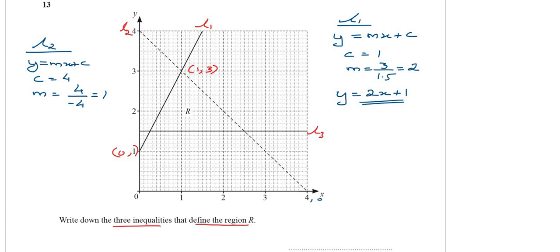This becomes (4, 0), which is x1, y1, and here it becomes (0, 4). You can use these two coordinates to find the gradient: y2 minus y1 over x2 minus x1. That one is up to you. So 4 over minus 4 is minus 1. So the gradient I got is minus 1.